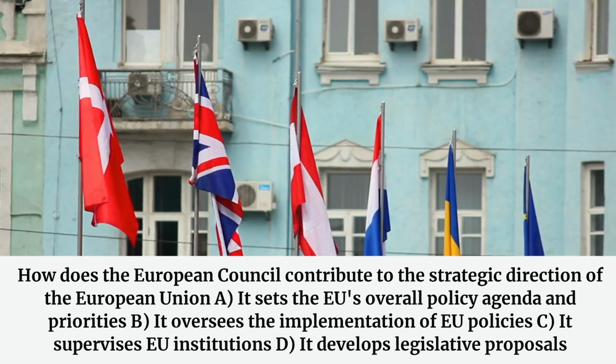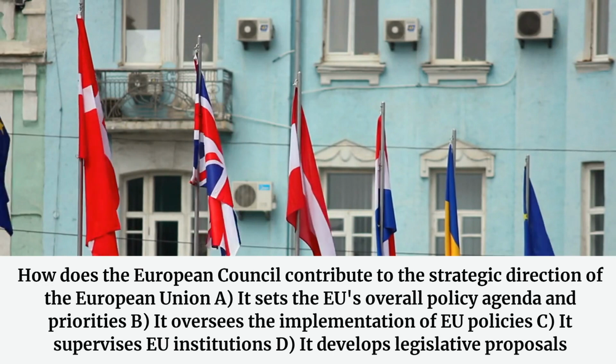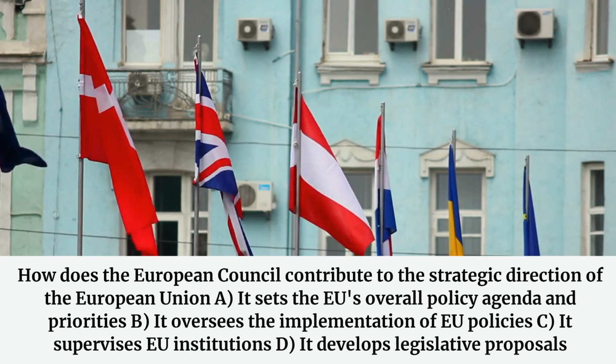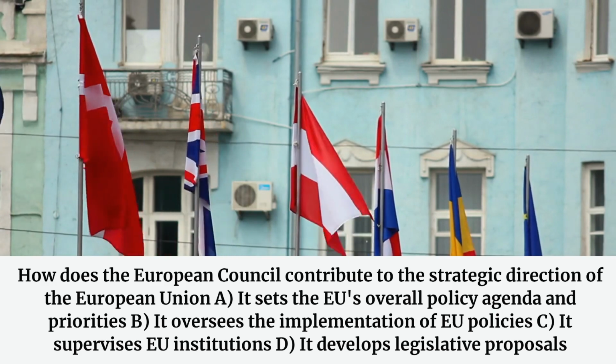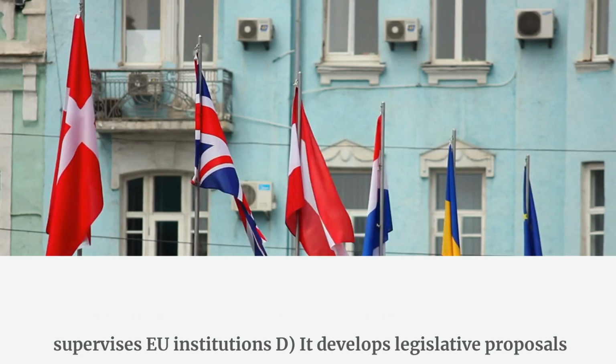How does the European Council contribute to the strategic direction of the European Union? A. It sets the EU's overall policy agenda and priorities. B. It oversees the implementation of EU policies. C. It supervises EU institutions. D. It develops legislative proposals.